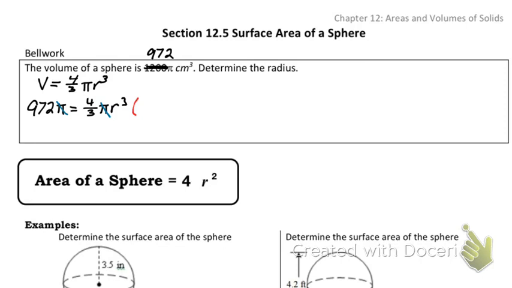Okay, so where were we? I could rewrite some things. This was multiplied by 3/4, which got us to 729 equals R cubed. I took the cube root of both sides, and I should come up with R equals 9 centimeters.